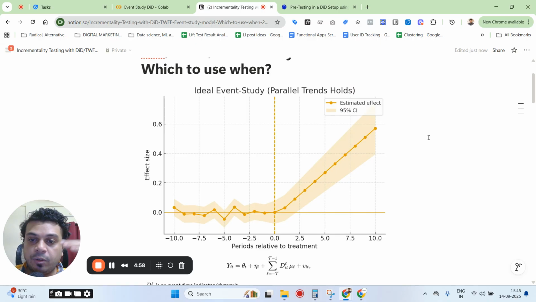during different time periods. So that's basically what the parallel trends assumption means in a nutshell. Kind of oversimplifying it a bit, but in a sense that's what it means.